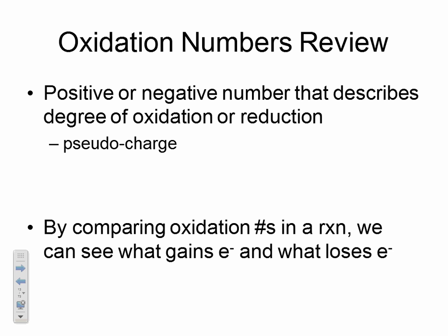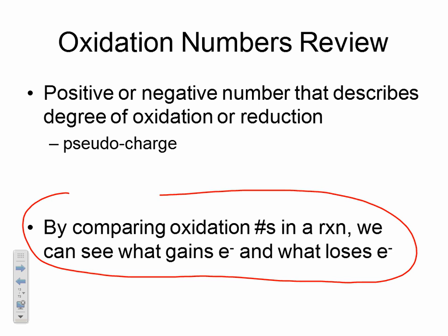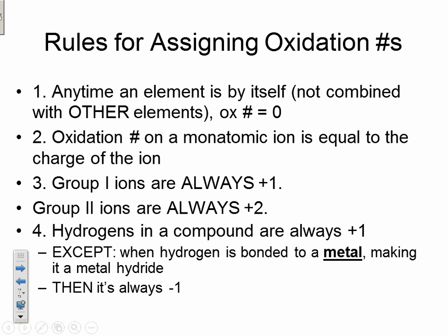And almost all redox processes start by comparing oxidation numbers. If you look at the difference in oxidation numbers in a redox process, you can figure out what was oxidized and what was reduced, which is a really key thing for us. So just a review of our rules for assigning oxidation numbers. You've seen this before, but it's been a while.